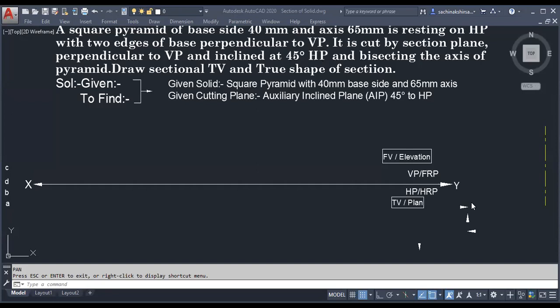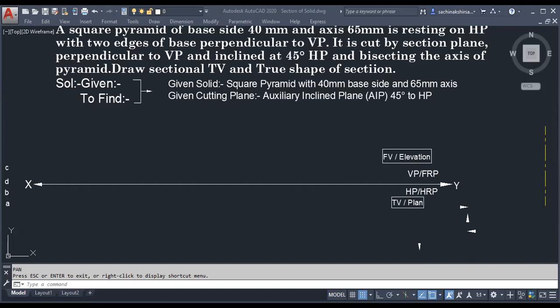What is the second statement in the problem statement? It is cut by a section plane. What is the description of it? Perpendicular to VP, and inclined at what angle? 45 to HP. So we can say it is inclined to HP and perpendicular to VP. Then whether it will be AIP or AVP: perpendicular to VP, inclined to HP.